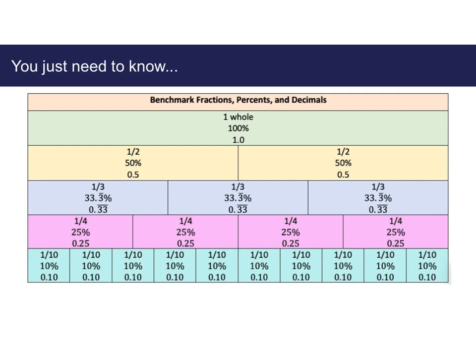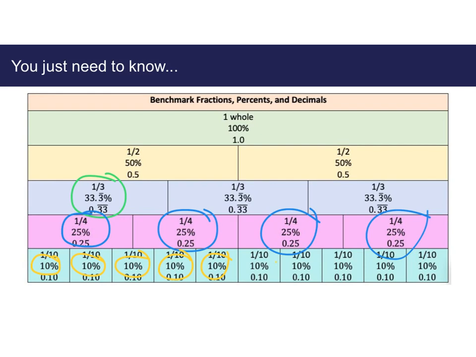Dividing by 3 is the same thing as one third. 25% is when we split something into fourths. This one's really easy. It's not one of those benchmark numbers, right? We don't see 60% anywhere. But 60 is a multiple of 10. If I split my whole into 10 parts, 60% would be 6 of those parts.